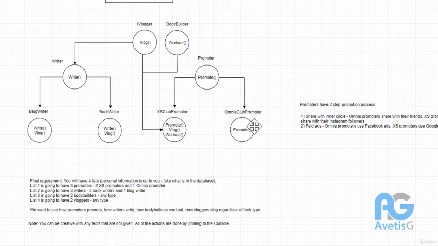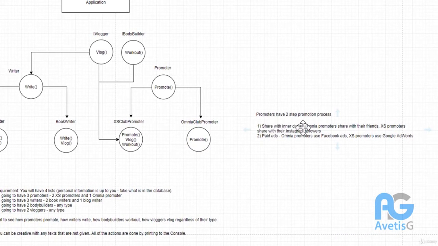So then promoters have a two-step promotion process. First, they share with the Inner Circle. Omnia promoters share with their friends. Access promoters share with their Instagram followers. And paid ads, that's the second step that they use. Omnia promoters use Facebook ads, and Access promoters use Google AdWords.